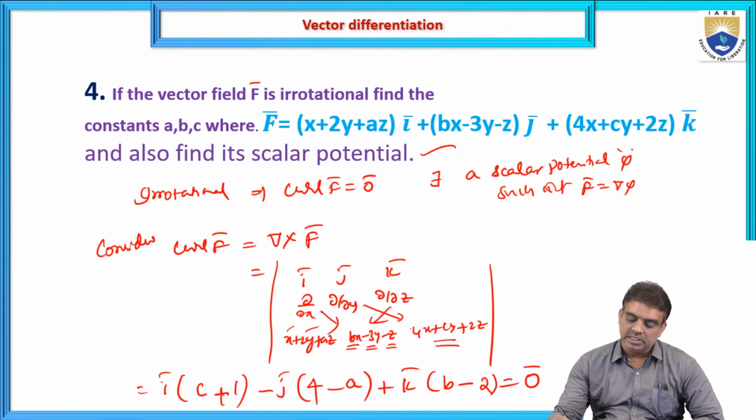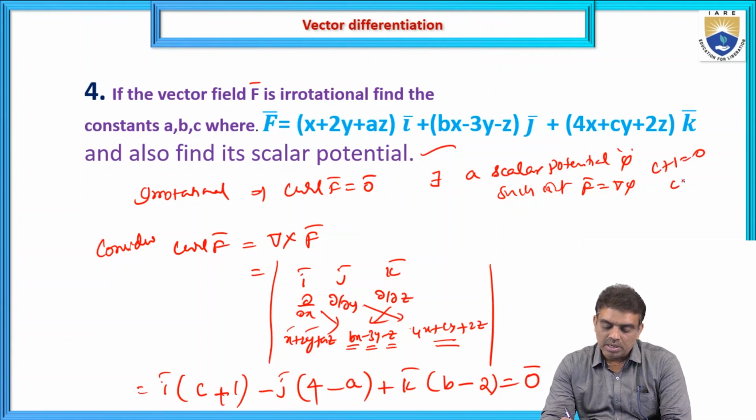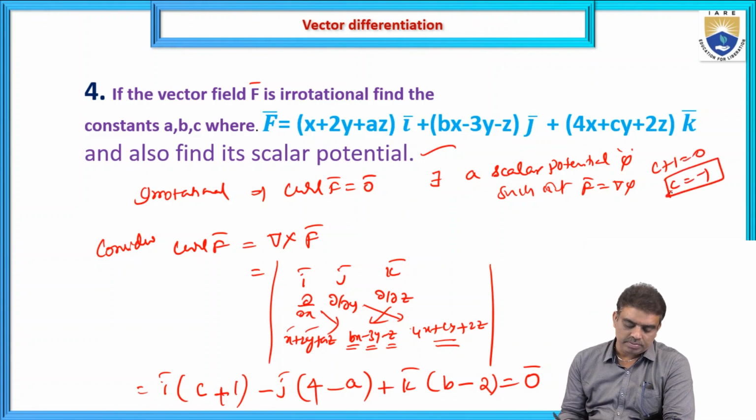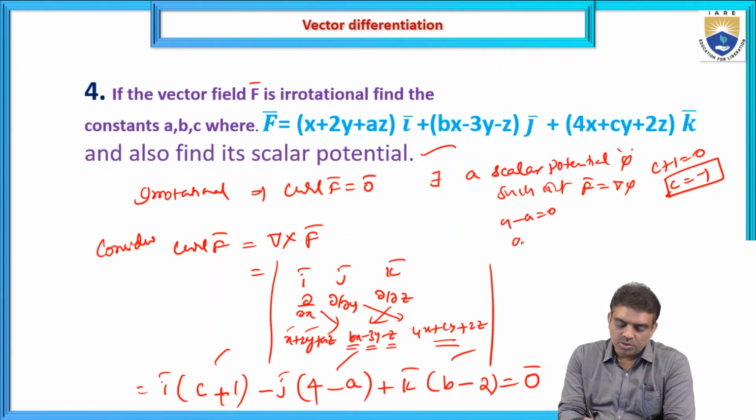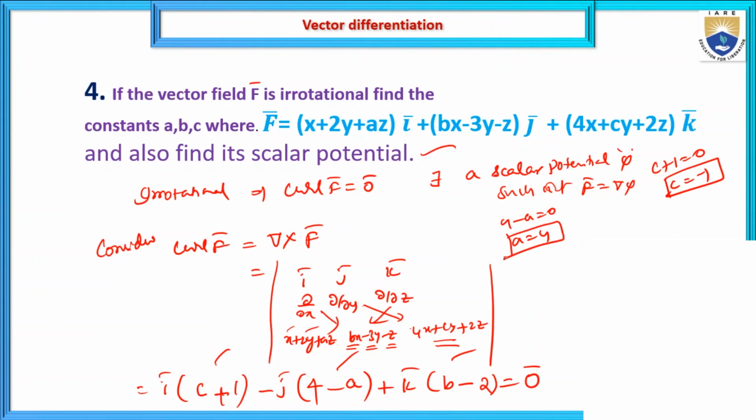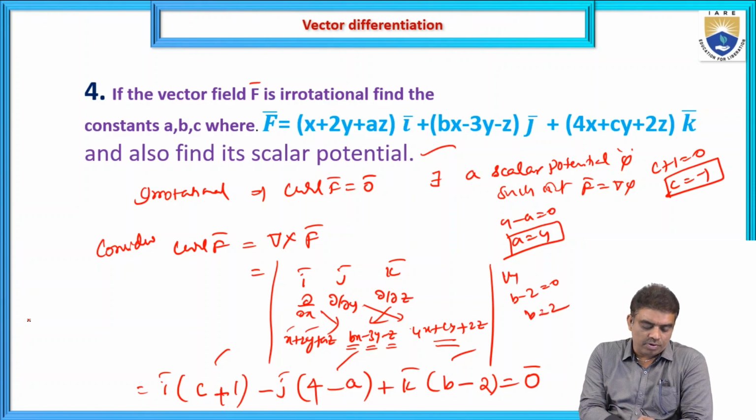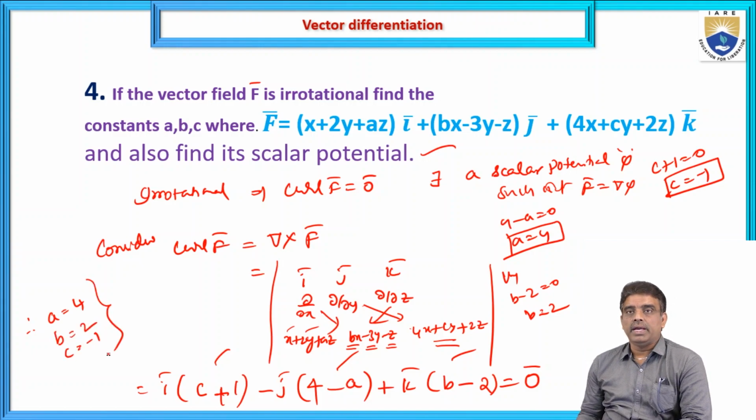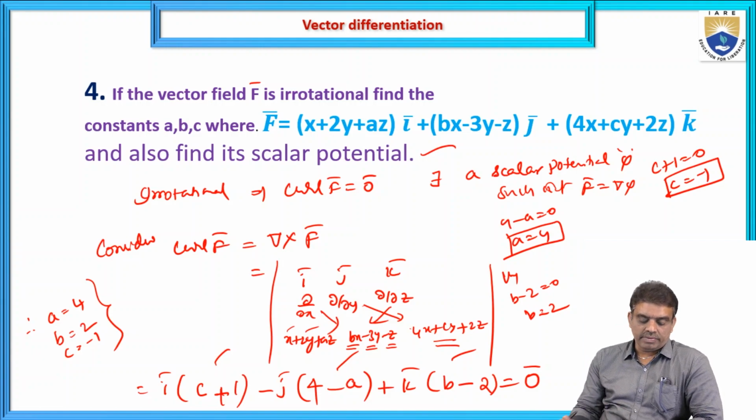Each term will be 0 means c plus 1 is equal to 0, or c is equal to minus 1. That is the first value. Each coefficient will be 0. Similarly 4 minus a is 0, so a is equal to 4. That is another constant value. Similarly b minus 2 is 0, that is b is equal to 2. Therefore what are the values? a is equal to 4, b is equal to 2 and c is equal to minus 1 are the values of a, b, c which are involved in the given vector f bar.